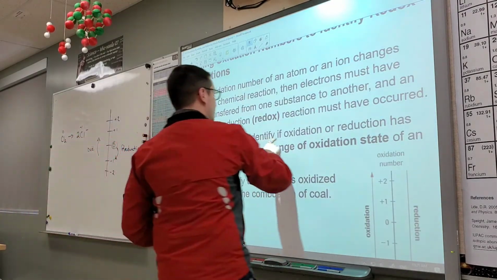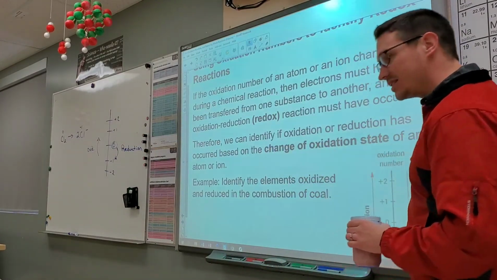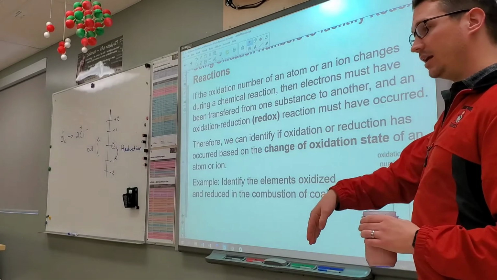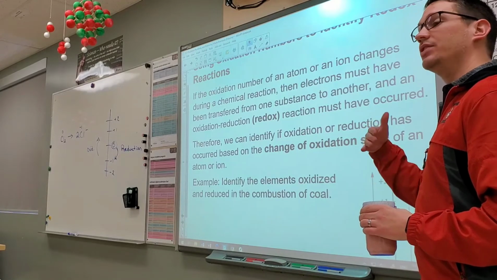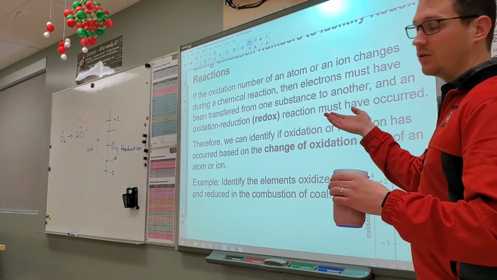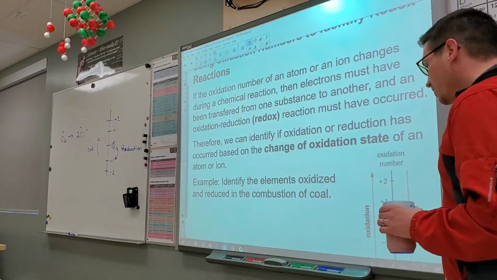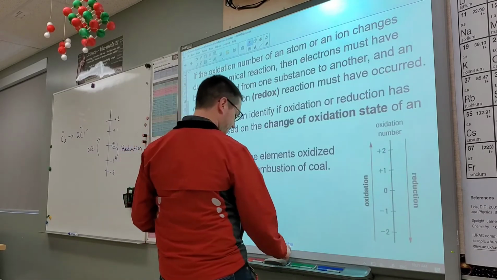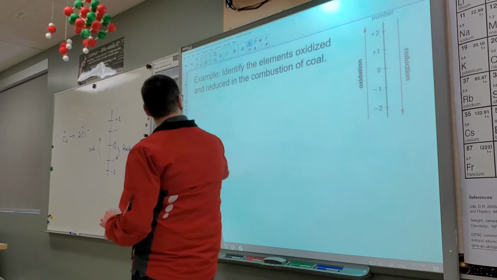So we can identify if oxidation or reduction has occurred based on the change of oxidation state. If you look at the oxidation state of something at the beginning and at the end, and if it changes, you know it must have gained or lost electrons. So we can identify the elements oxidized and reduced in the combustion of coal. Let's try that. Take a look at the combustion of coal.